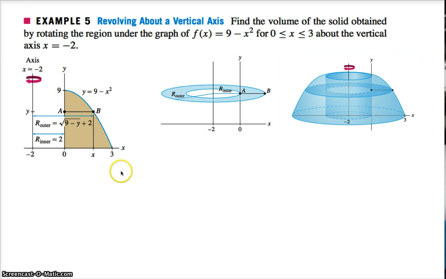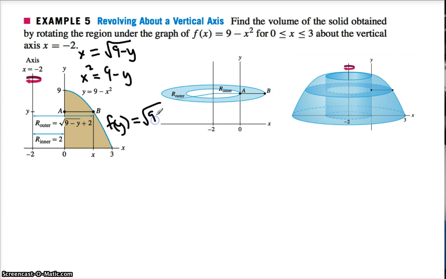So the larger radius is going to be from the curve, the parabola, to this vertical line here, x equals -2. So the first thing we need to do is isolate x here, because we need to write it as a function of y. So if we were to isolate, say, x squared here, we'd have 9 minus y. And one more step here, take the square root. So our f of y will look like this. It'll be the square root of 9 minus y.